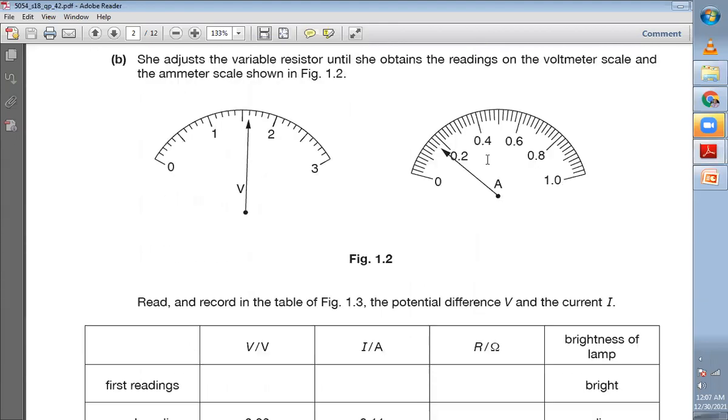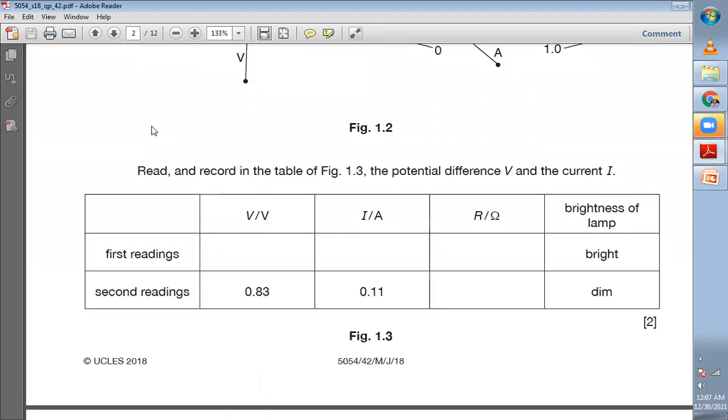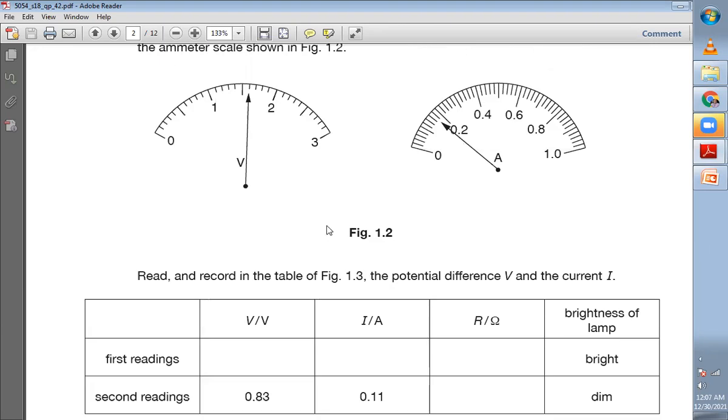The next thing they are asking is, she adjusts the variable resistor until she obtains the readings on the voltmeter scale and the ammeter scale shown in the figure. The question is, read and record in the table of figure 1.3 the potential difference V in volts and the current I. So here we have a table: the voltmeter reading, the ammeter reading or current, the resistance, and the conditions, the brightness of the lamp, whether it is bright or dim.